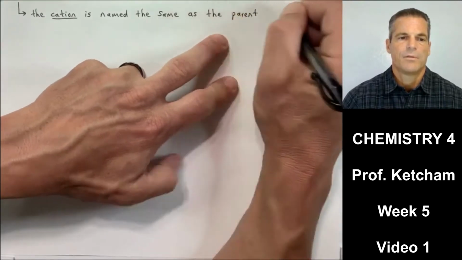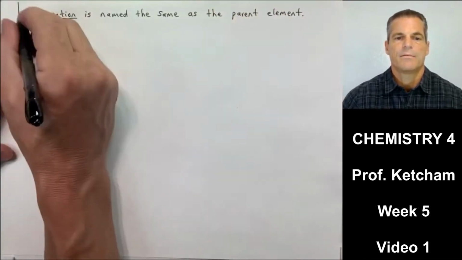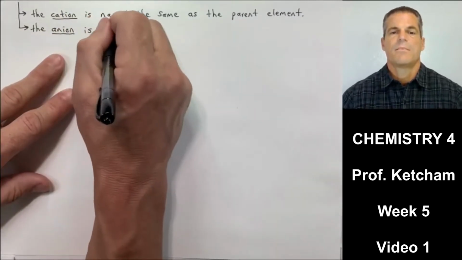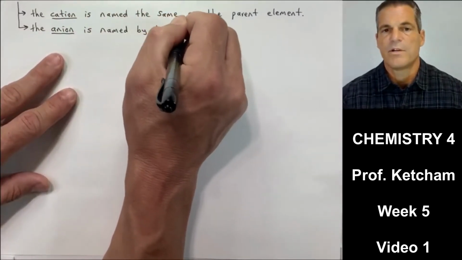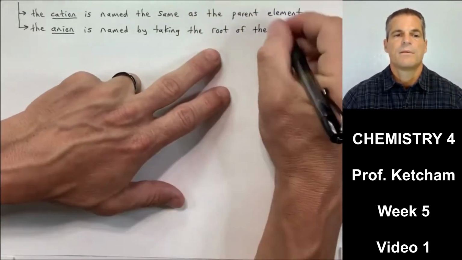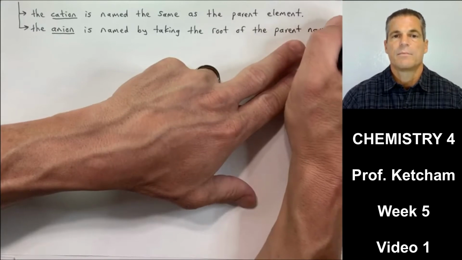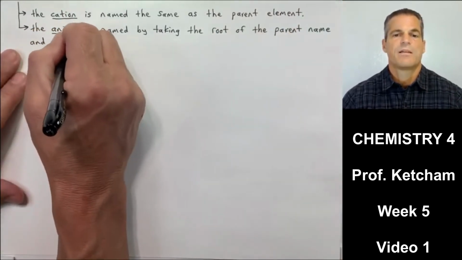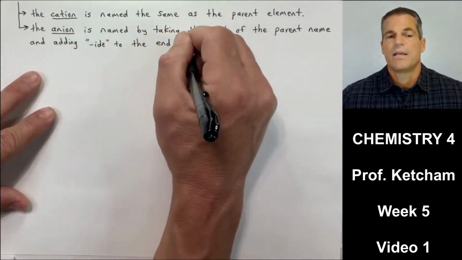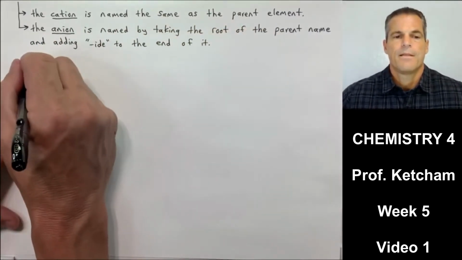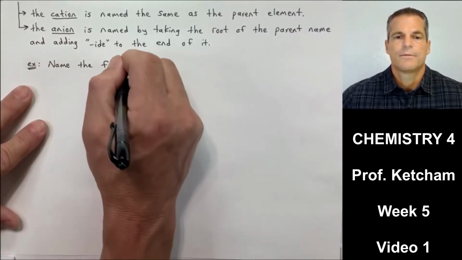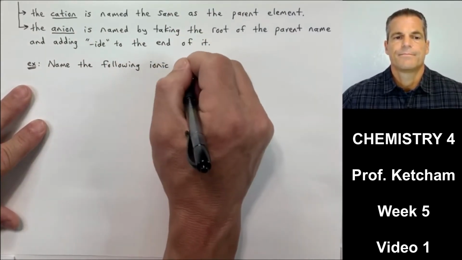All right, second bullet point here. The cation is named the same as the parent element. So the sodium ion is the same as the sodium atom. Same name. The anion, which comes second, is named by taking the root of the parent name or element name, and then we add the ending or the suffix -ide to the end of it.